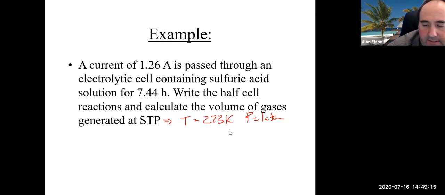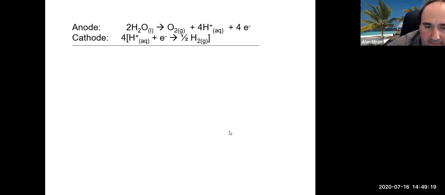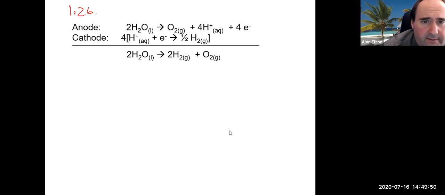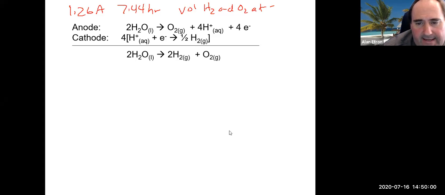You need to probably use the ideal gas law. And I'm going to give you the overall reaction or the half reactions, so you can pick it up from that point. So we want to know really the volume of hydrogen gas produced and the volume of oxygen gas produced at STP, which again is standard temperature and pressure. So see what you come up with and we'll talk about it. I'll just write the important stuff here. We ran this cell for 1.26 amperage for 7.44 hours. What's the volume of H2 and O2 at STP?